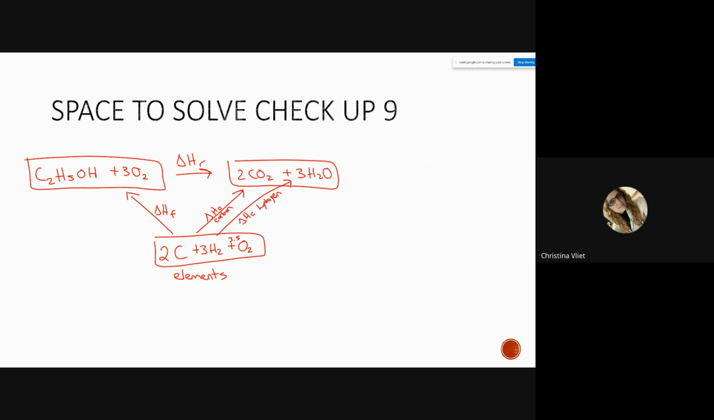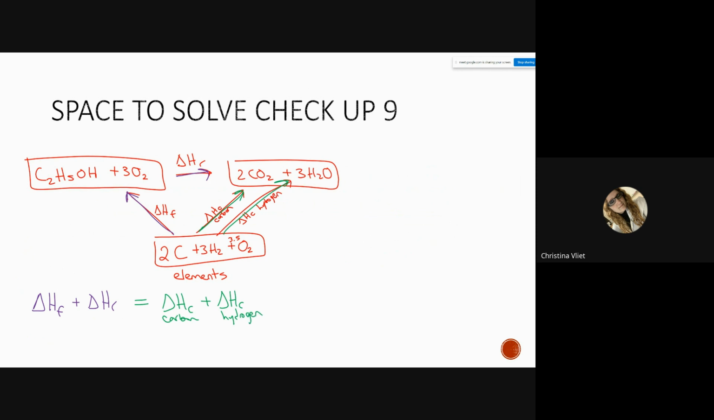How do I add these arrows together? Remember what I did last time. Delta HF plus delta HR. These two are going to the product, right? So I get delta HF plus delta HR, and I'm doing purple arrows to show this is the one direction. And what's the other one? Delta HC of carbon and delta HC of hydrogen. That's correct. So these two arrows are going here, and we add these two together. So on the other side, you get delta HC carbon plus delta HC hydrogen.